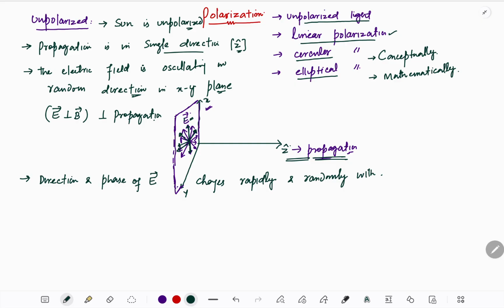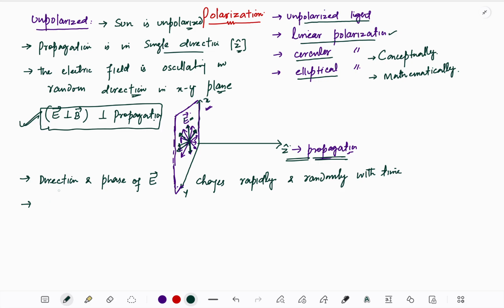Randomly with time. But don't ever forget that it has to follow this condition always. It doesn't matter how it changes the phase, how it changes the direction, but it has to follow this property. That is something fundamental in the nature of unpolarized light or any electromagnetic wave. That is to be there.